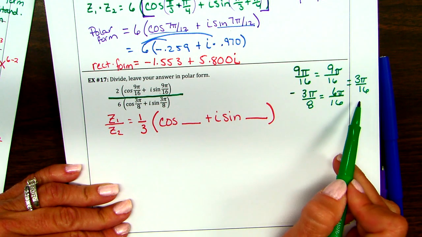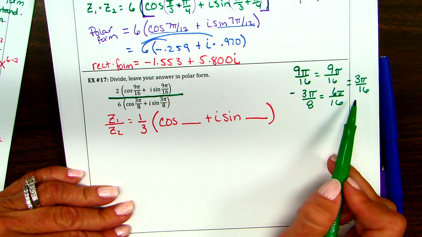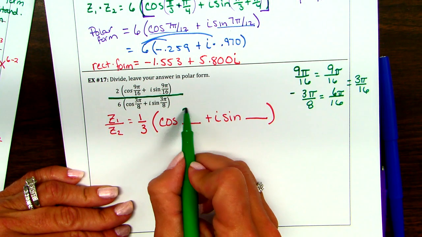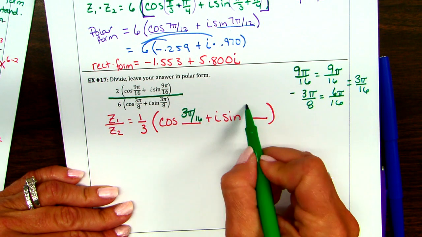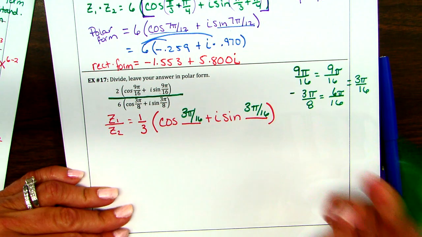And always simplify your fraction if you can. That's not simplifiable, so I'm not going to. But if you could, you definitely would want to. Okay, there it is. There's polar form.